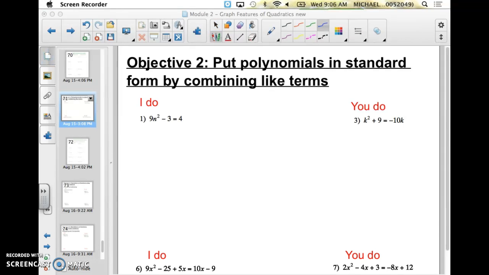2. Put polynomials in standard form by combining like terms. I'm going to do 2 examples in this video, then I'm going to ask you to do 2 on your own to check your work. The goal of this is to get the quadratic to equal 0. It's a good skill that we're going to build upon in Module 3 as we start to solve these, but we're going to move whatever it equals over to the left-hand side so that it can equal 0.